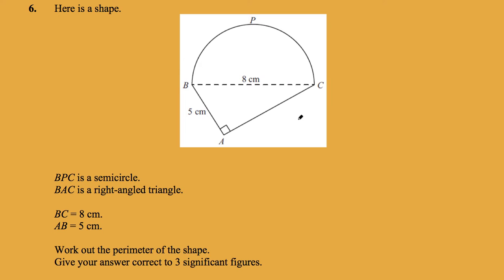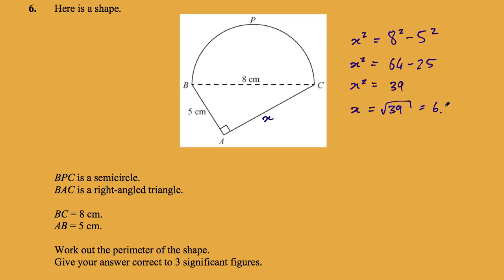So we've got 2 unknown things to work out here. We've got this arc length here, which is a semicircle, and we've got this straight line, which is part of a right angled triangle, so I can use Pythagoras for that. So I'm going to call this one x and work out what that is. Using Pythagoras' theorem, x squared equals 8 squared minus 5 squared. That's because 8 is the hypotenuse opposite the right angle, it's the longest side. So x squared equals 64 minus 25, x squared equals 39. So x equals the square root of 39, which equals 6.24499, etc. So that is this length AC.